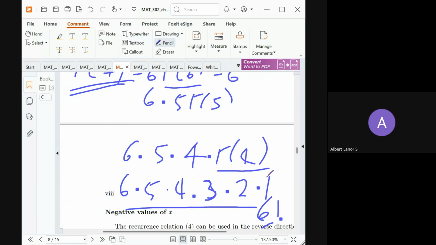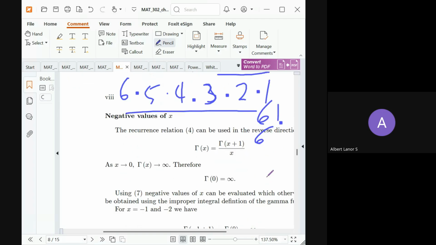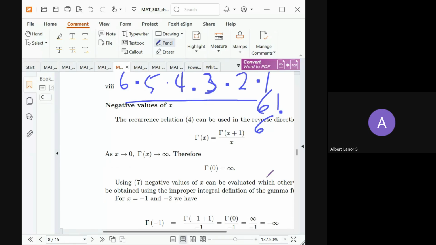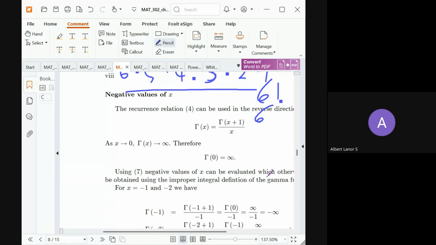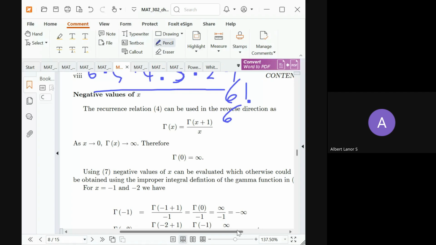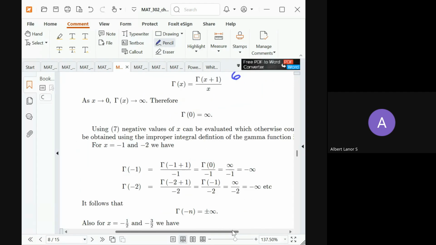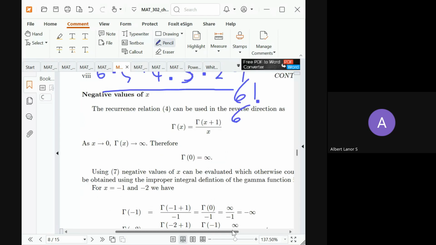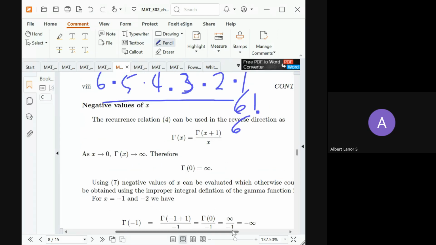But let me mention that you cannot find the gamma value, the gamma function, for the negatives. So that's what we are going to do next. The next one is the recurrence relations for negative values of x. So when x is negative, what do you do? Now, when x is negative, recurrence relation 4 can be used in the reverse direction, as this.